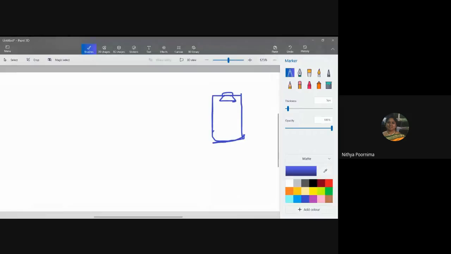Assume this is the final product I want. I want to manufacture 100 pads like this. The organization wants to manufacture 100 pads like this. Now, first I want to study for one pad, what all will be the bill of materials. Can somebody tell me what will be the BOM for this?